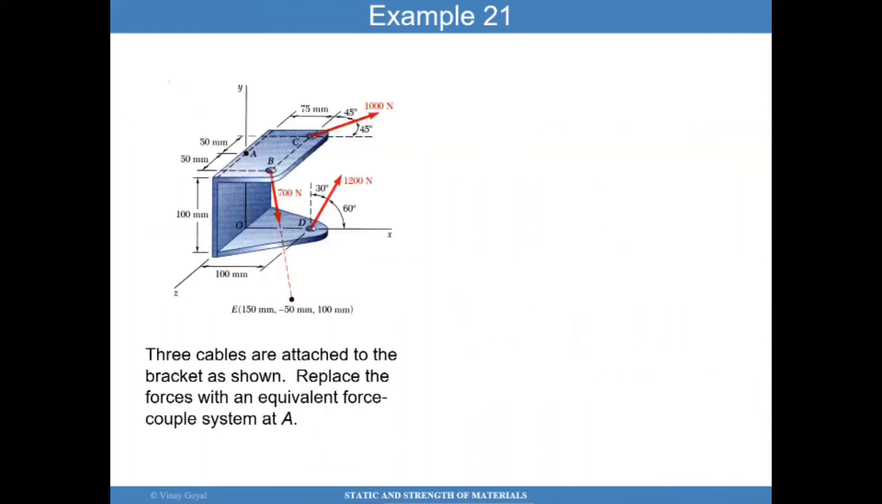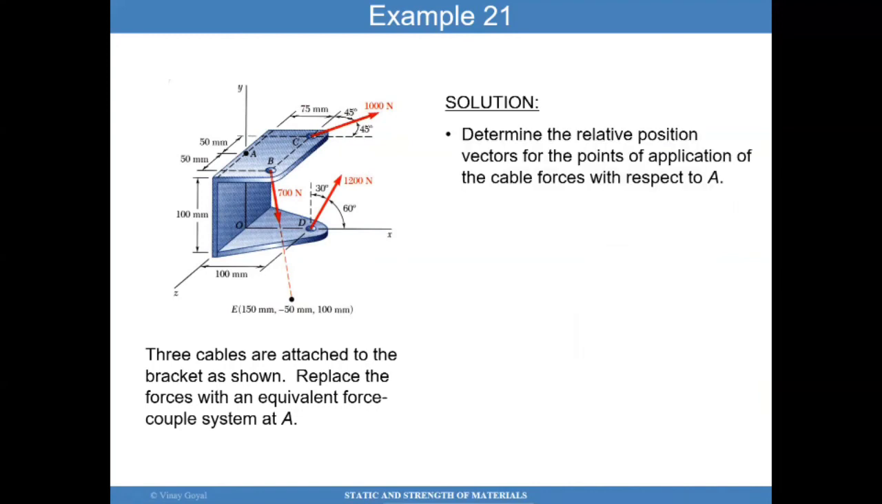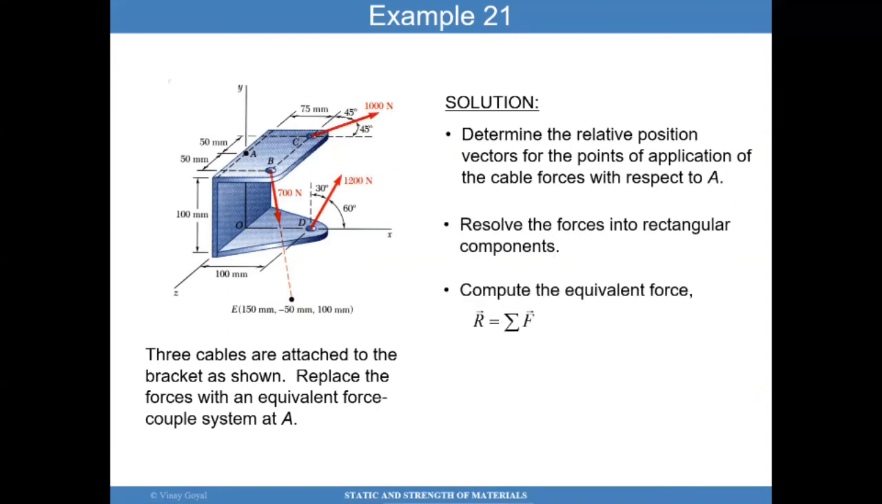Example 21 shows three cables which are attached to the bracket. We want to replace the forces with an equivalent force couple system at A. How do we do that? So we want to determine, basically find the components of each of these vectors along the x, y, and z directions. Once we do that, we can just add all the forces together, and then we can calculate an equivalent moment about A for the system.